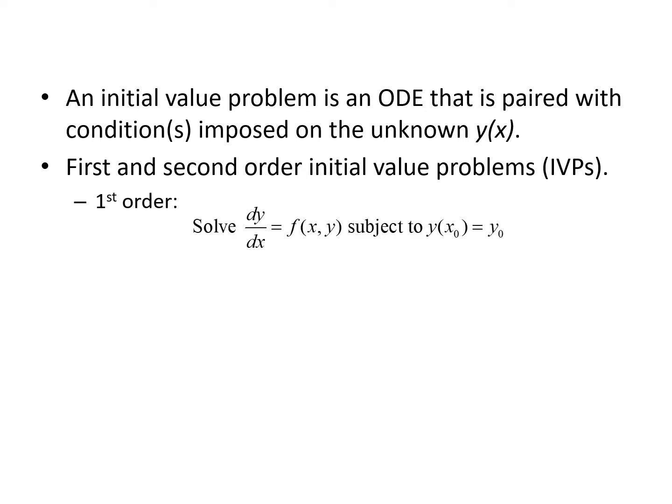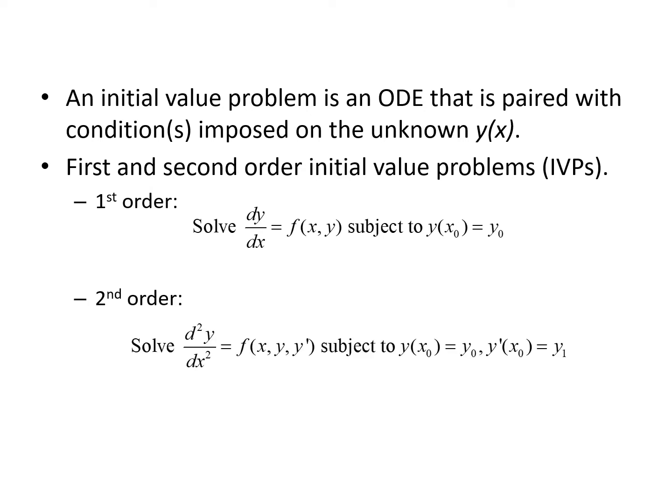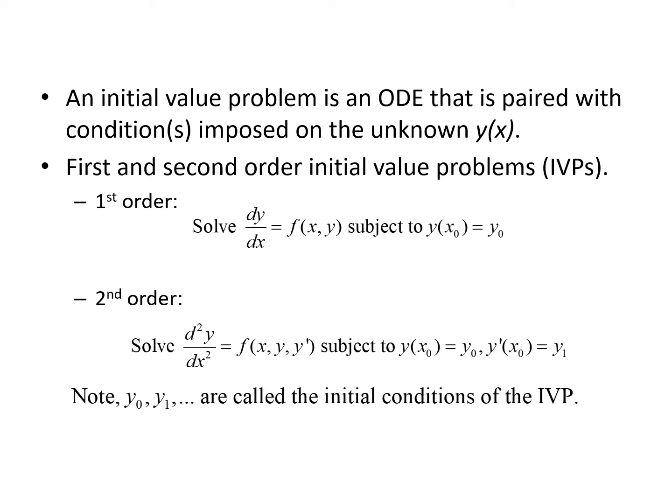A first order would say solve dy/dx equals f of x, y, subject to y of x naught equals y naught. And a second order would be something like solve the second derivative of y with respect to x equal to f of x, y prime, subject to y of x naught equals y naught and y prime of x naught equals y1. The constraints you see at the end of the problem are called initial conditions. And those are what's going to help us go from a family of solutions to a particular solution.